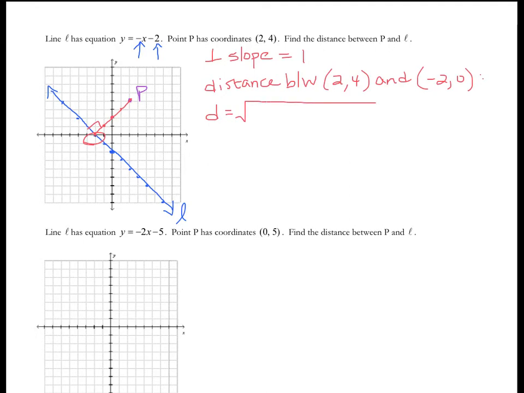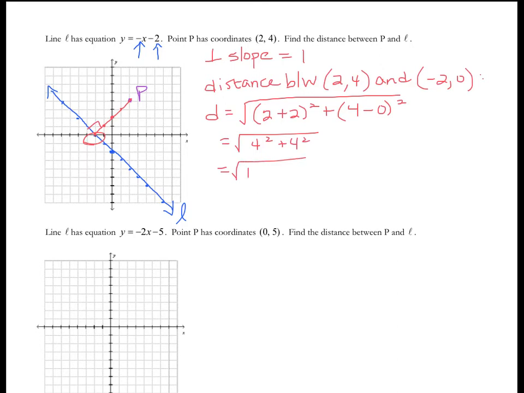Distance formula, square root of the difference in the x-coordinates squared, so 2 minus -2 would be 2 plus 2 squared, plus the difference in the y-coordinates squared, 4 minus 0 squared, is the square root of 4 squared plus 4 squared, which is the square root of 16 plus 16, which is the square root of 32.